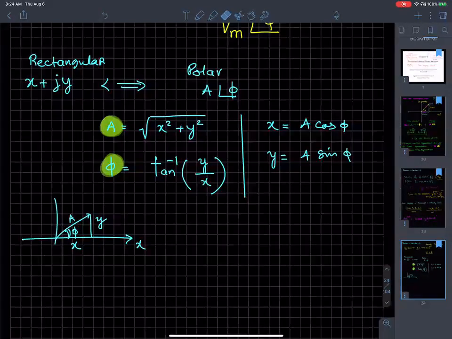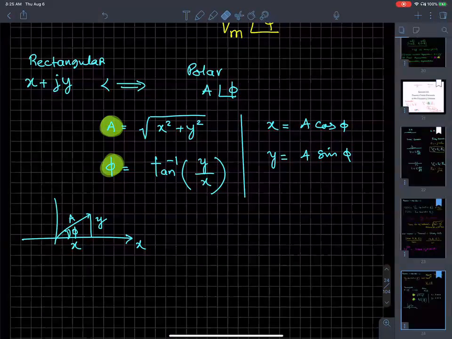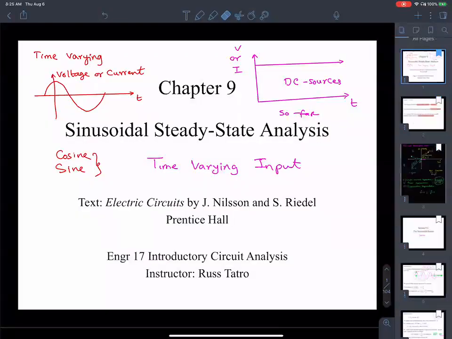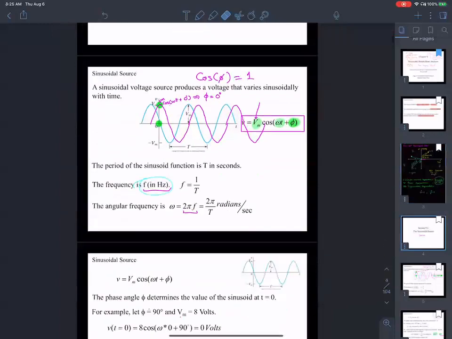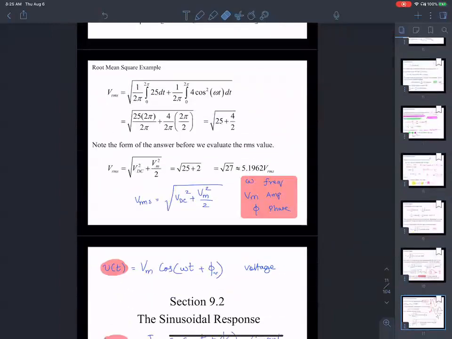Okay, so if you can go back and forth with the diagram here, it's easy to convert rectangular to polar back and forth. Okay, let's see. Let's go back there. Okay, going back and forth between rectangular and polar forms.